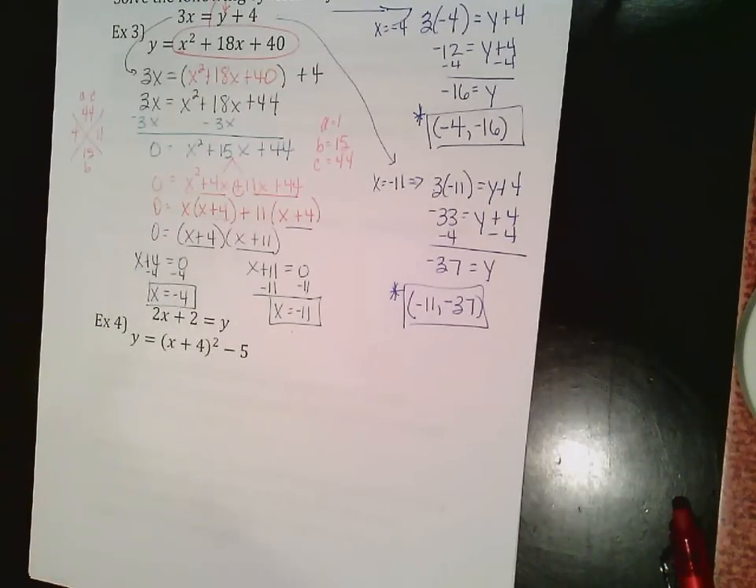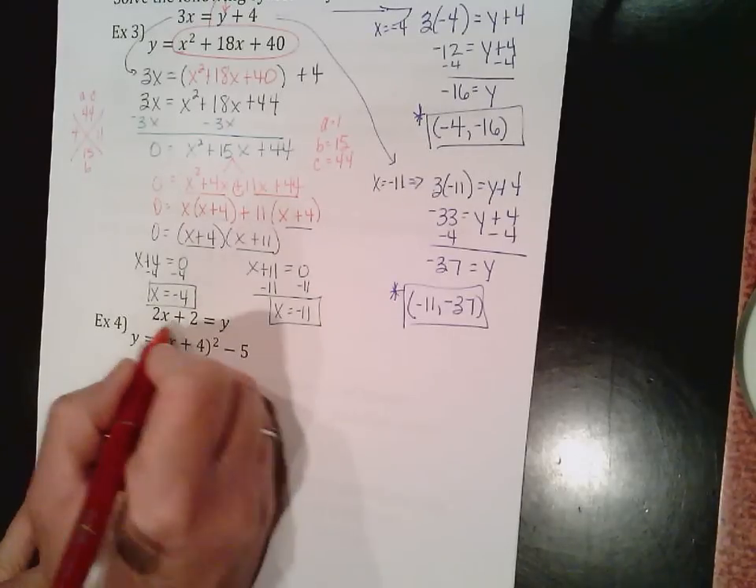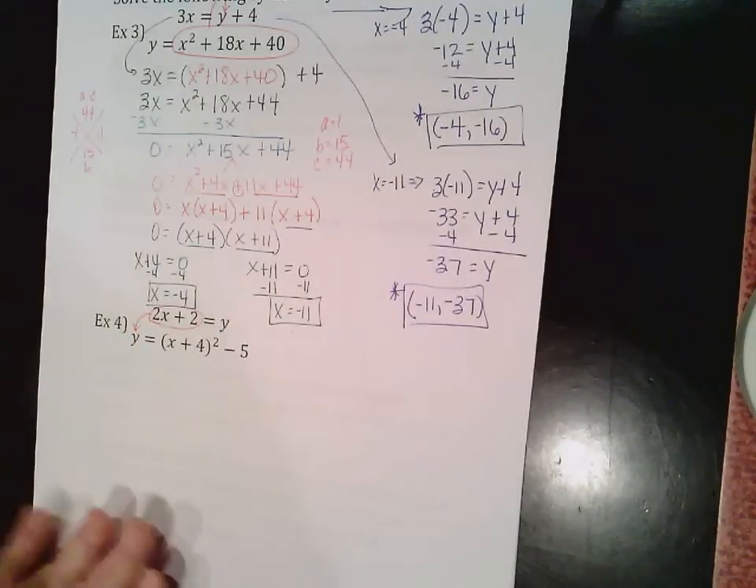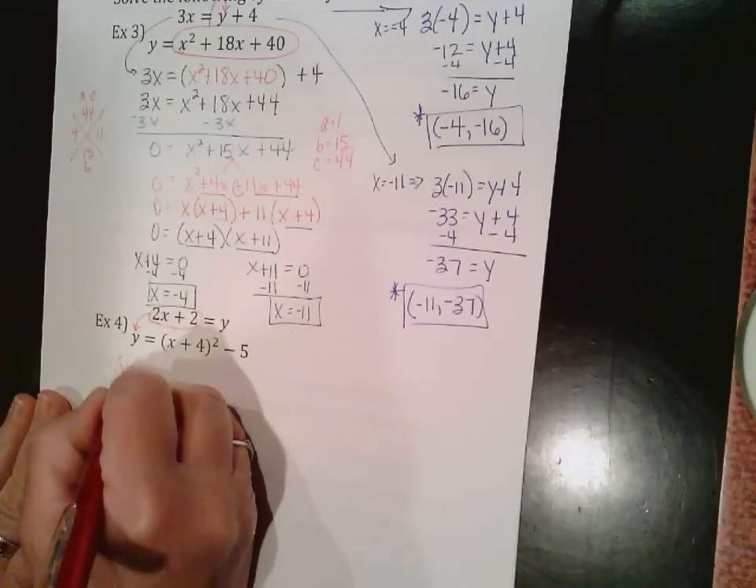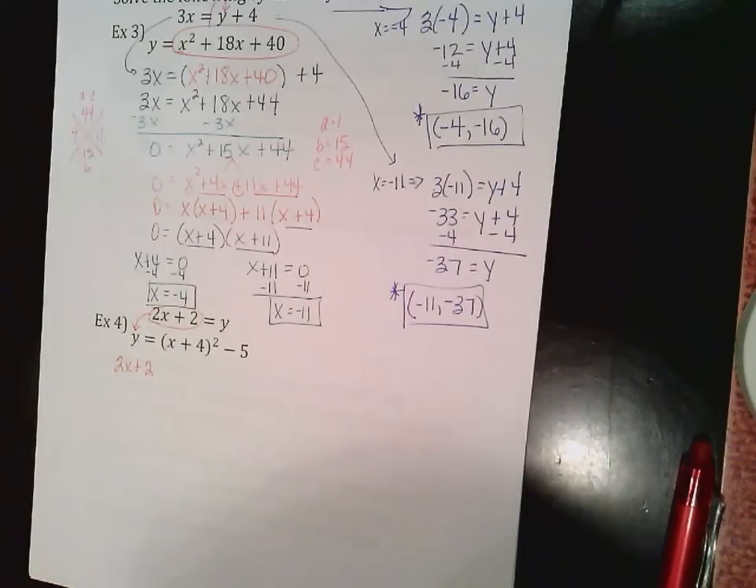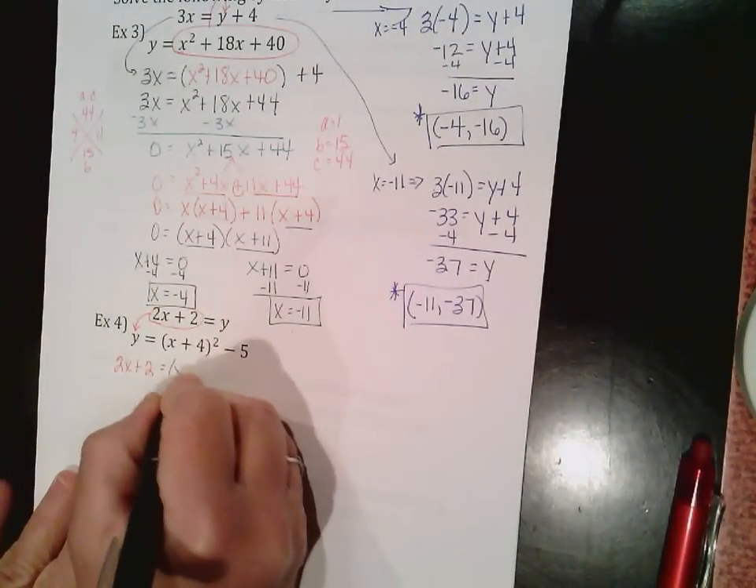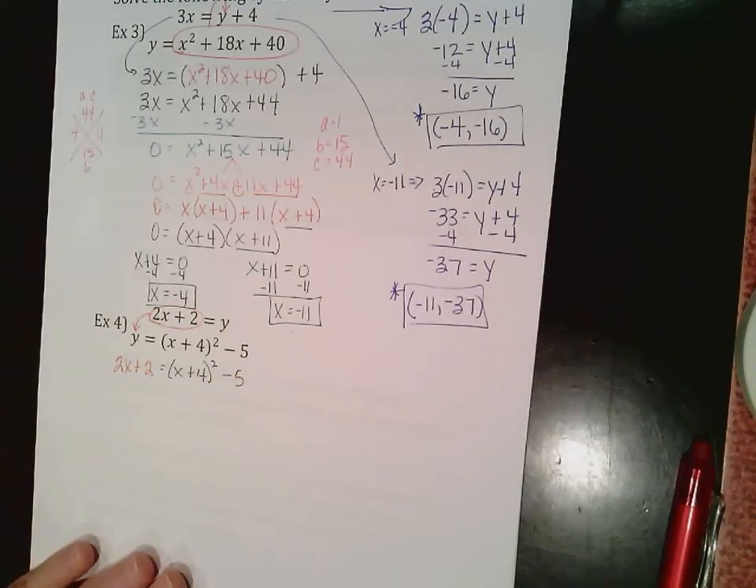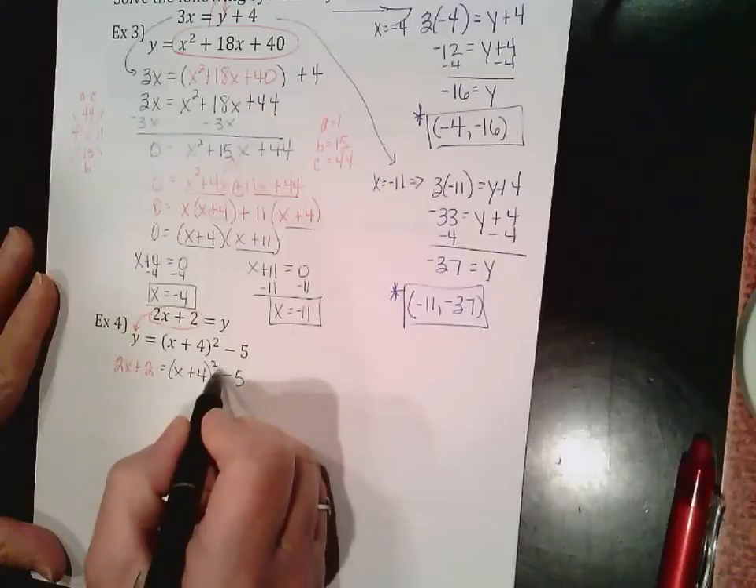On this one, I have that y equals all of this, so I can take this value for y and plug it in for y in the other equation. So when I rewrite this, I've got 2x plus 2, that's substituted in for y, and I have that equals x plus 4 squared minus 5. Since this is a binomial squared, in order to get it into standard form, I need to multiply this out.